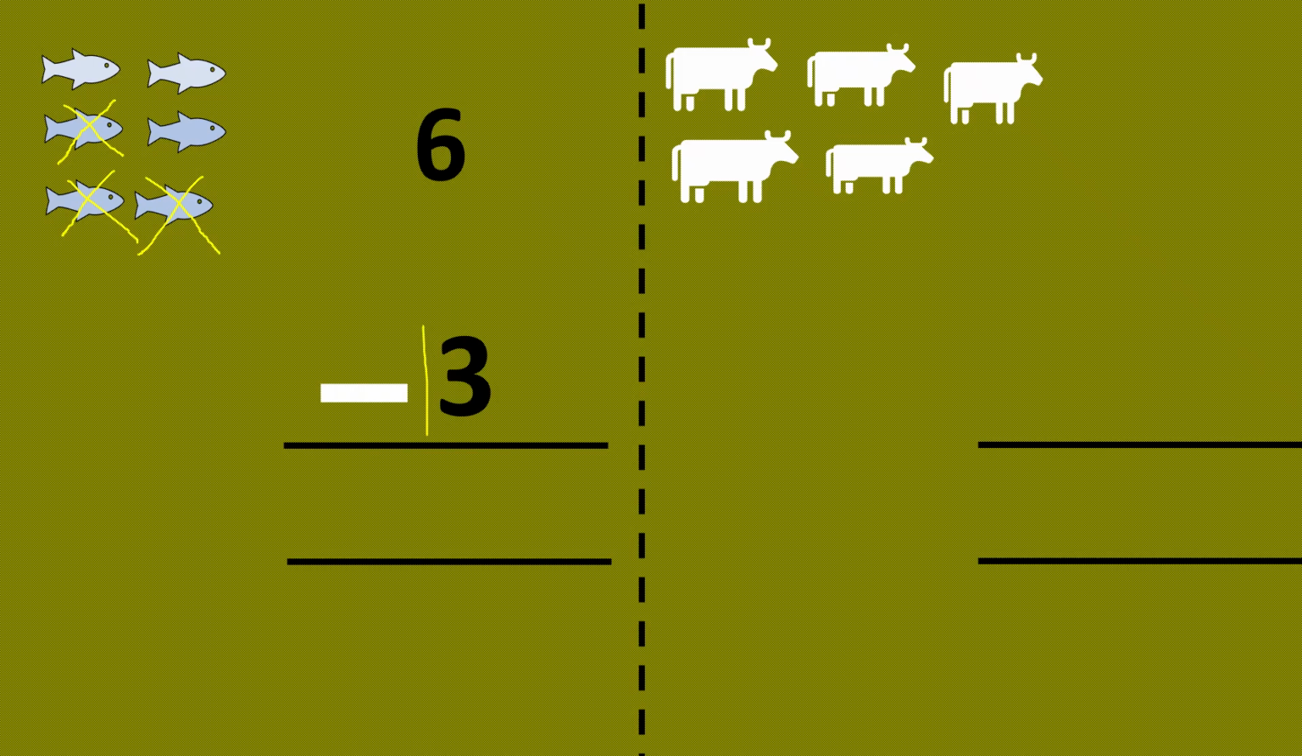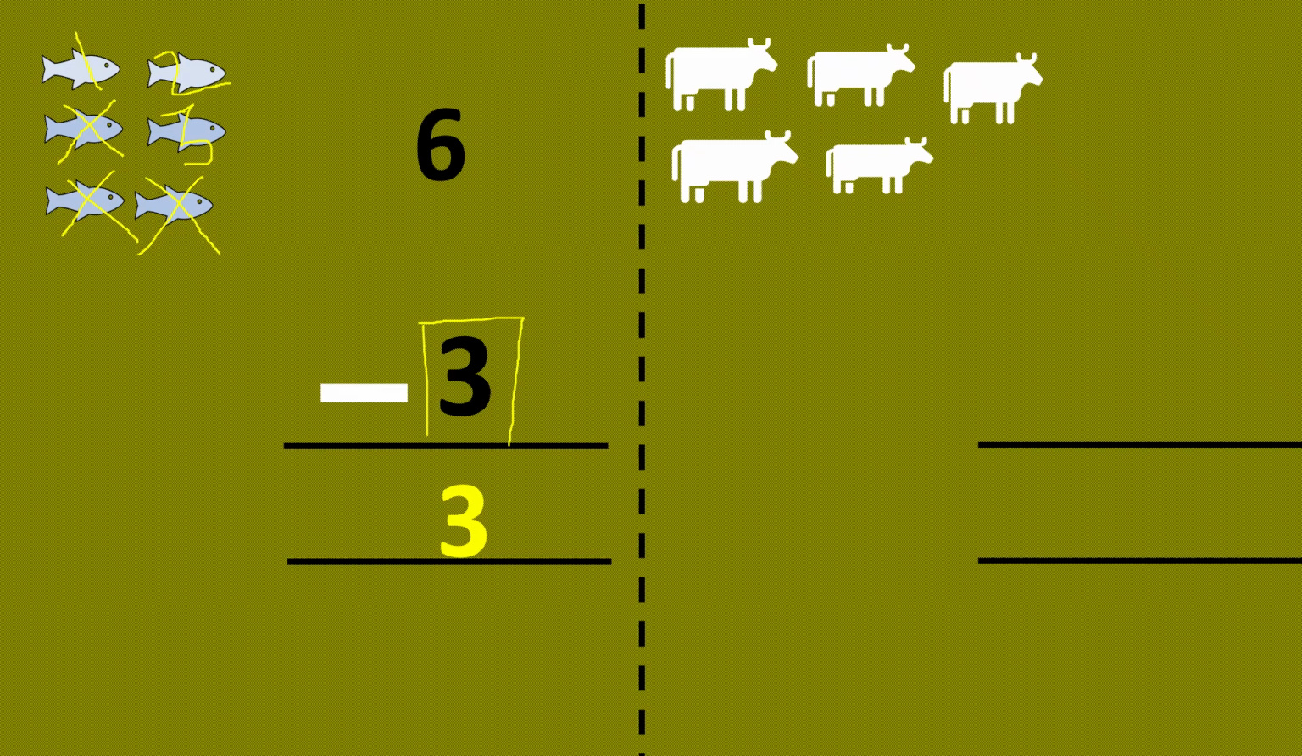3 fish from 6. So how much is left over here? 1, then 2, and the last one is 3. Clear? So from 6 take away 3, what remains here? 3. That's very good. Okay, just look here.